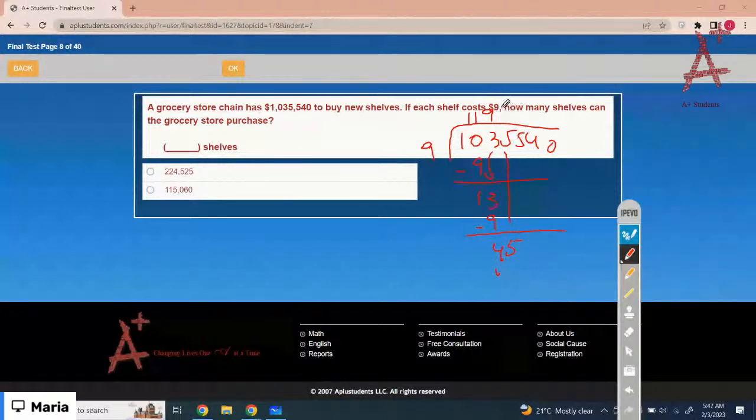5 times 9 is 45. 45 take away 45 is 0. Now bring the next digit down. We cannot divide 5 by 9. So here you have to put a 0 and bring the next digit down. 9 times 6 is 54. And we are left with a 0. So just bring the 0 down. 9 times 0 is 0. That means the correct option is 115060. The second option is the correct one. Got it?